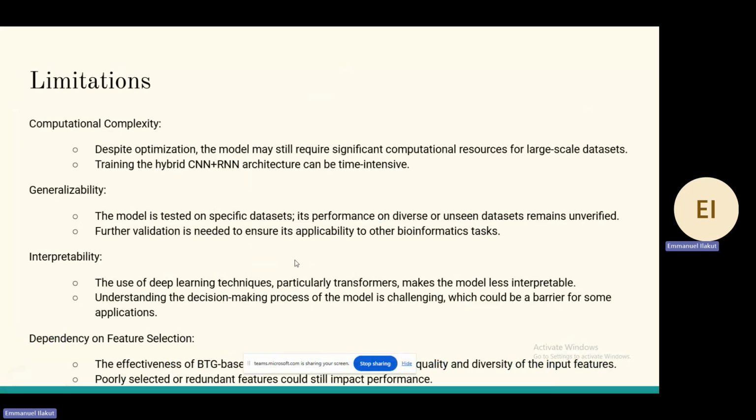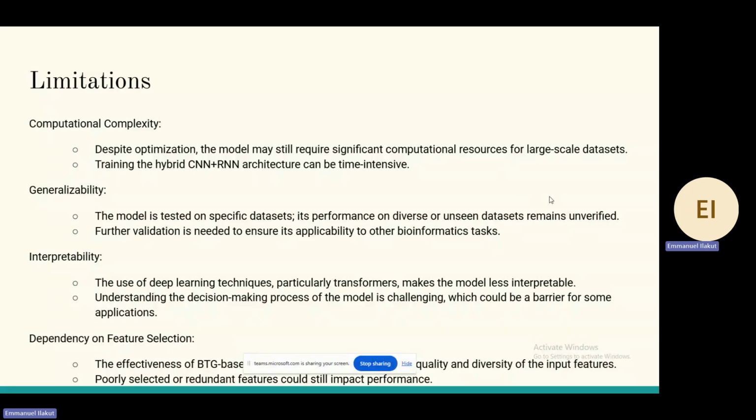And then generalizability. The model is tested on specific datasets. Its performance on diverse and unseen datasets remains unverified. Further validation is needed to ensure its applicability to other bioinformatics problems. So, for example, so far this model has only been proven on the data for which it has been trained. We need to get other similar data, feed it to the model and see how it performs. Data which may not necessarily be about ACPs.